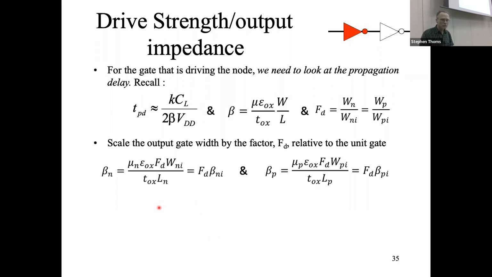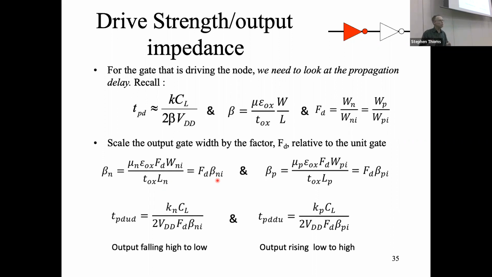This gives the gain for the NMOS, beta N, and here we have the gain for the PMOS. We're considering them separately just for the moment. But simply, the gain is the gain you'd get in the unit inverter multiplied by the factor F.